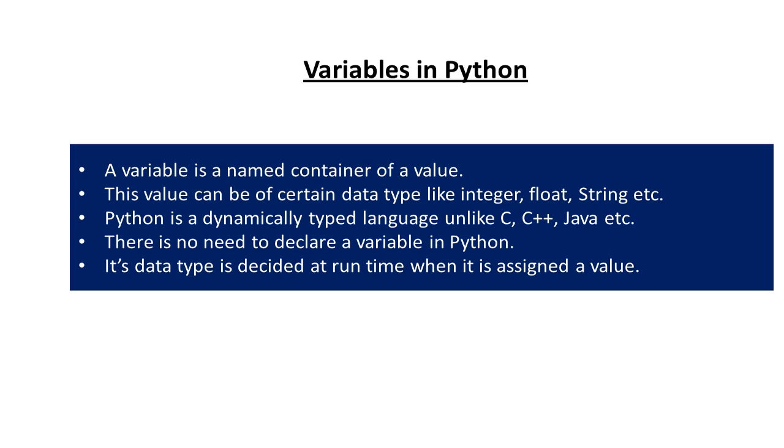There is no need to declare a variable in Python. Its data type is decided at runtime when it is assigned a value. When the program is in the execution stage and a value is going to be assigned to the variable, what is the type of that value? Accordingly, that particular variable will be taken to be of that data type.